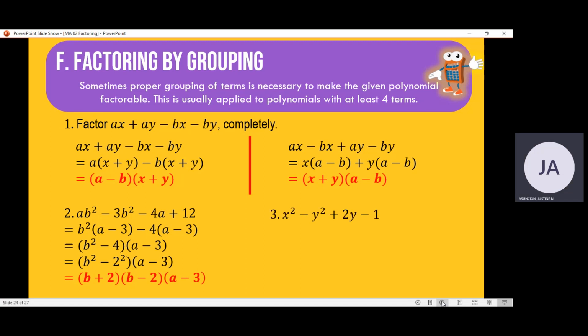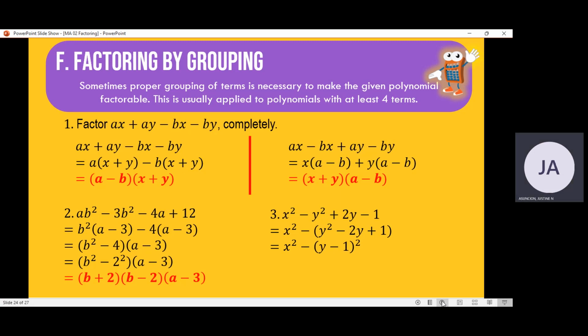Last example, x squared minus y squared plus 2y minus 1. Since x squared seems to be different among the other terms, we focus on the other terms. We can regroup this as x squared minus the quantity y squared minus 2y plus 1. And y squared minus 2y plus 1 can be expressed as y minus 1 squared.